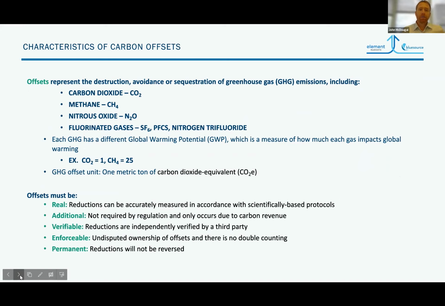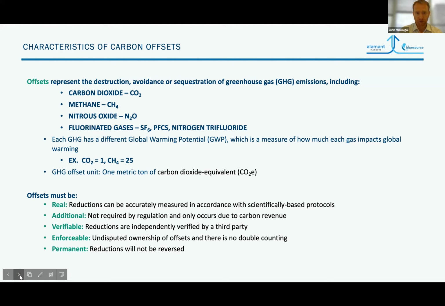So here, on the top side of this slide, it follows from what I just said: the idea behind offset projects is to reduce greenhouse gas emissions on a voluntary basis, irrespective of whether it's a compliance market or a voluntary market. And the greenhouse gases that are listed here as examples can be ones that are avoided or sequestered and then normalized to 1 metric ton of CO2 equivalent.